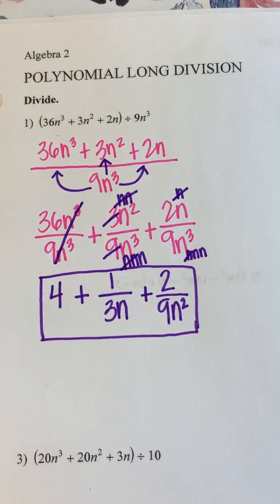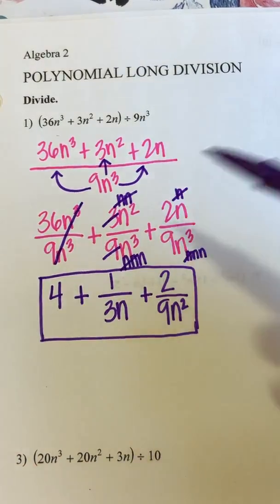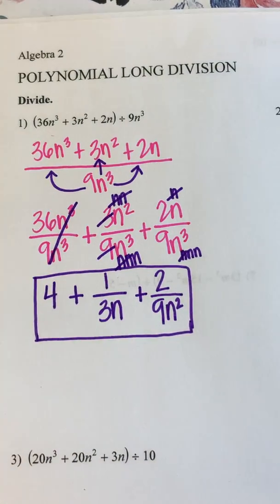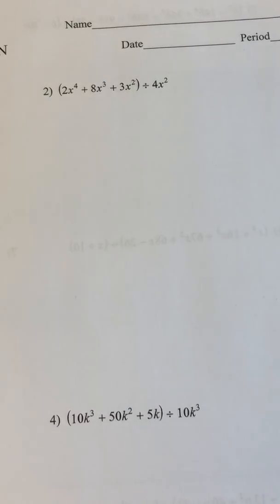Okay? Yeah, this is not that bad. Dividing a polynomial by a monomial, really easy. Okay? Now, rather than writing it out 2 separate times, I'm going to skip a step on the next problem, okay? So here is number 2, okay?